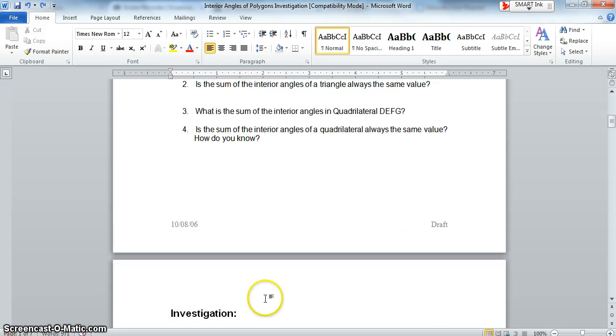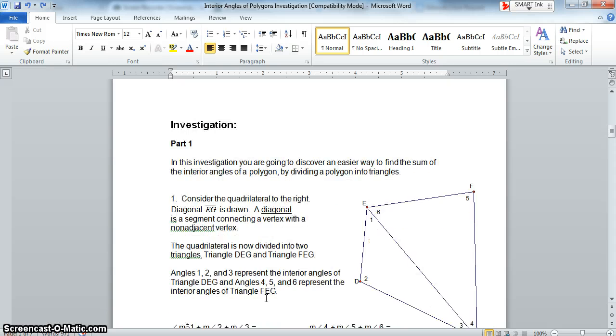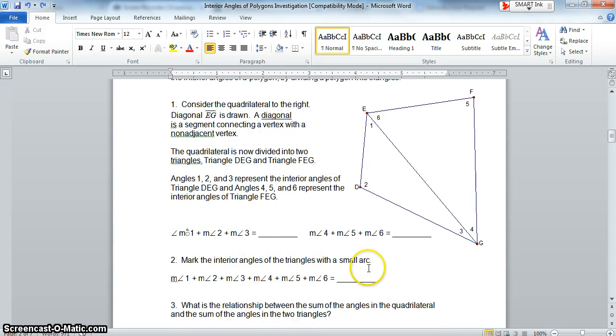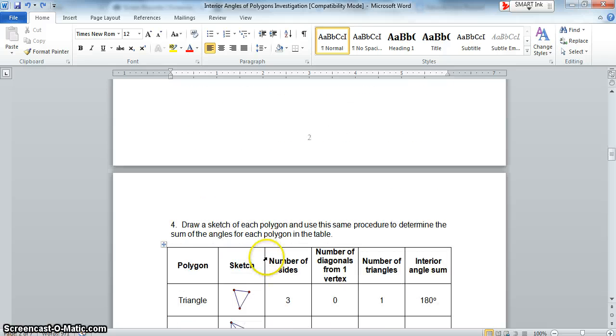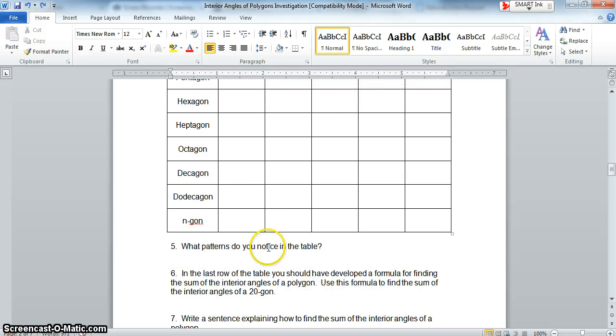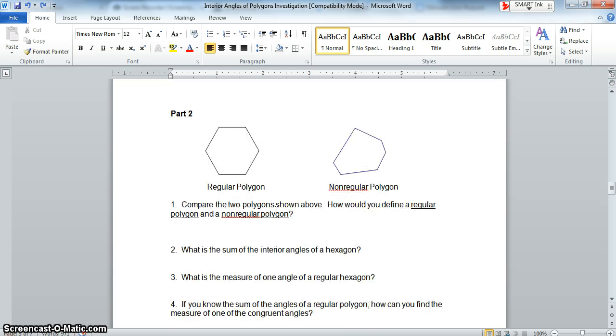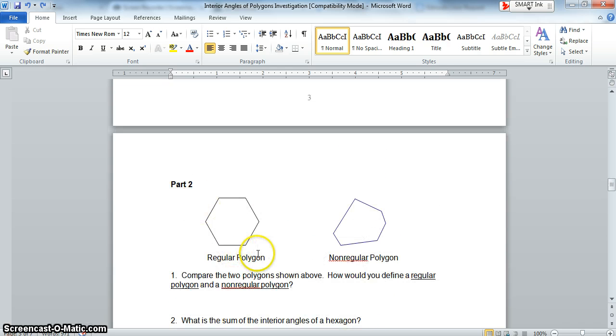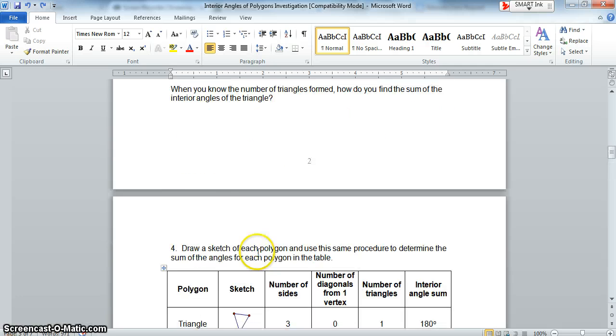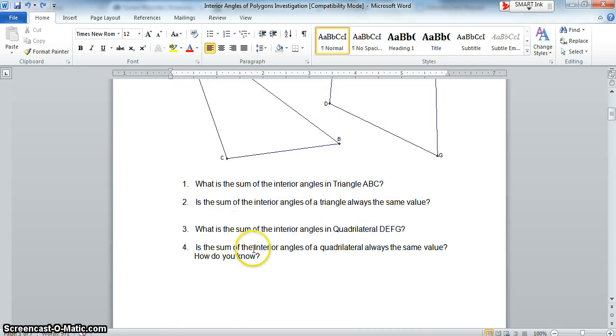I might just lead you through some of the questions and what they're asking, and then you will need to fill out this chart and answer some questions. Write a sentence explaining. Again, we're trying to look for some logic, so please use full sentences. Part 2 goes into regular polygons. So let's take a look at these first questions.